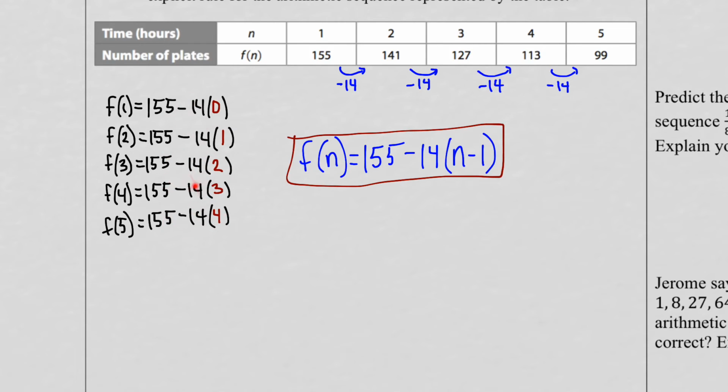Noticing that they're all the same, the rule is 155 minus 14 times a number, and this number is always 1 less than that number. If this is 1, that's 0. If this is 2, this is 1. So it's 155 minus 14 times 1 less than n, which is n minus 1. And that is your correct rule.